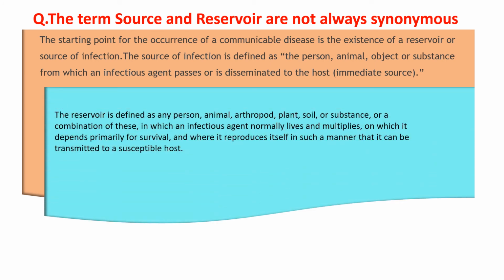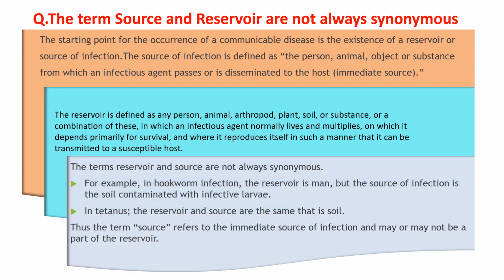Now let's look at the reservoir. The reservoir is defined as any person, animal, arthropod, plant, soil or substance or even a combination of these in which an infectious agent normally lives and multiplies, on which it depends primarily for survival, and where it reproduces itself in such a manner that it can be transmitted to a susceptible host. So the terms reservoir and source are not always synonymous.